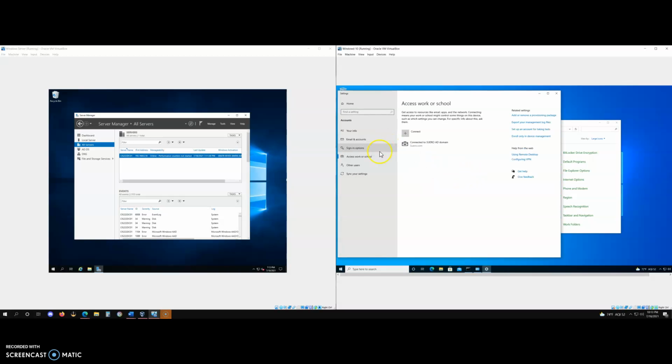So my computer's already logged into my Windows domain.